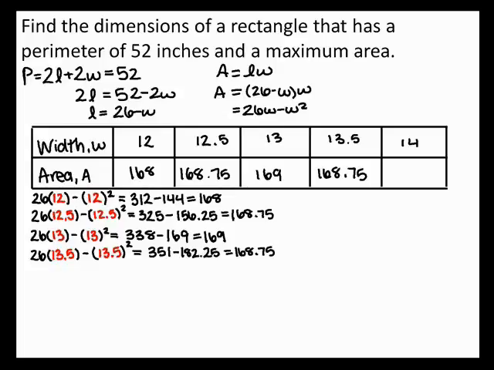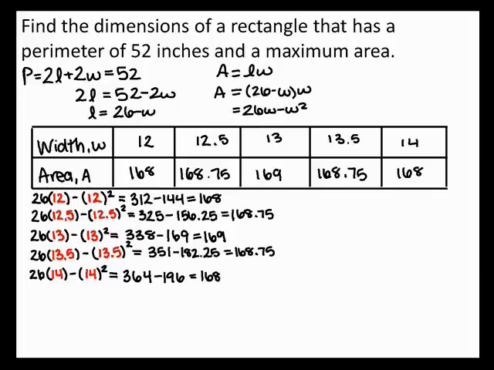Substitute 14 in for W in the area equation. Simplify 26 times 14 and 14 squared. Simplify 364 minus 196. You find that the area is 168.